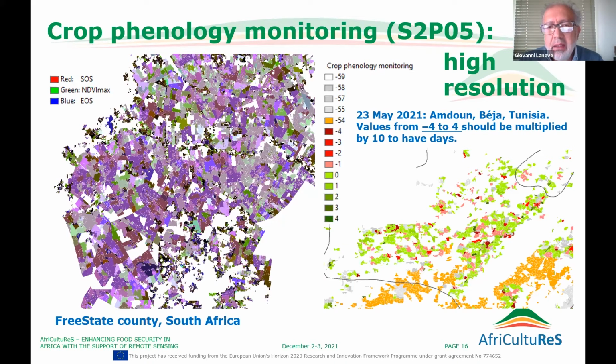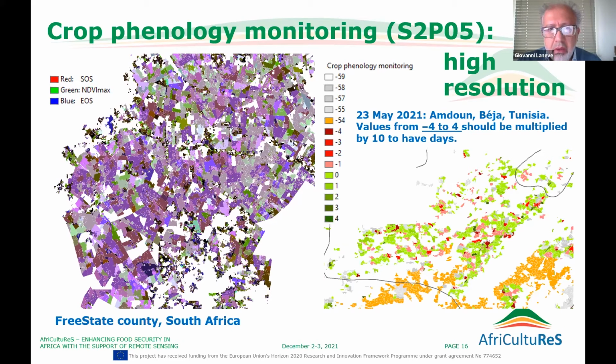Then the red areas are areas where the crop is in delay of 40 days with respect to the expected phenology for that particular area. On the other side, the green parts correspond to areas or fields where the crop seems to be anticipating the season with respect to the phenology expected for that particular area, that particular crop.